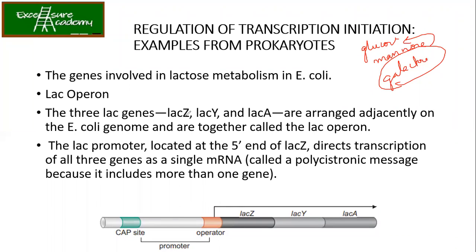It has three genes, Z, Y, A, and they are arranged adjacently on the E. coli genome. So they are like an operon. Why? Because they have all the genes together, and they are known as polycistronic. I hope everyone knows this.